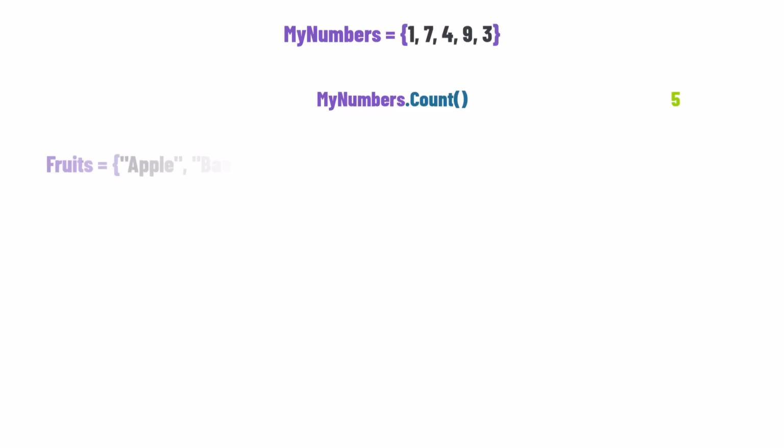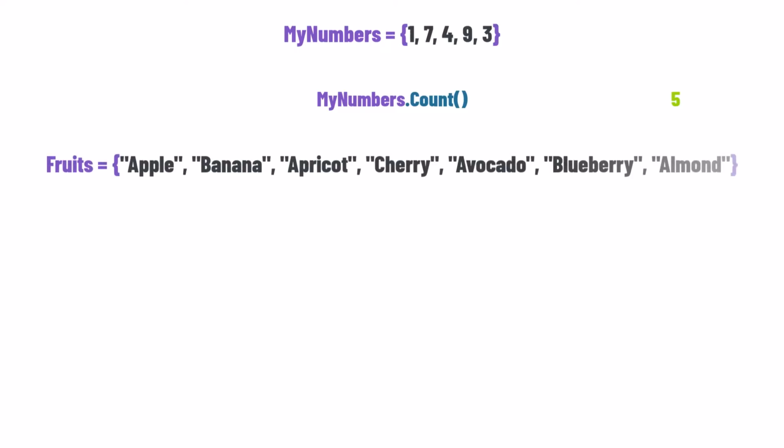Now, let's consider a list of fruit names. If we apply the same Count method without any additional parameters, it will tell us the total number of fruits in our list. For instance, our list contains 7 different fruit names, therefore the result of the query will be 7. But what if we want to count only the fruits that start with the letter A?